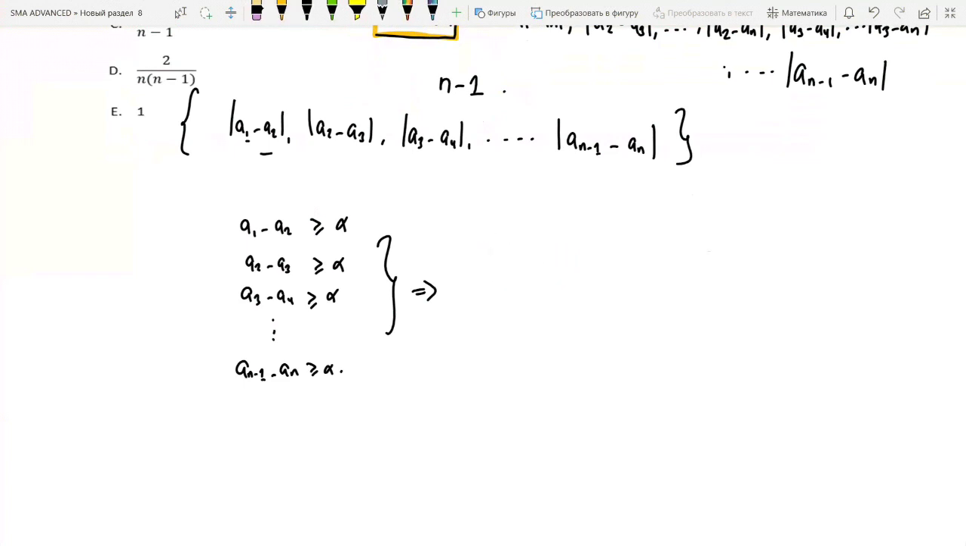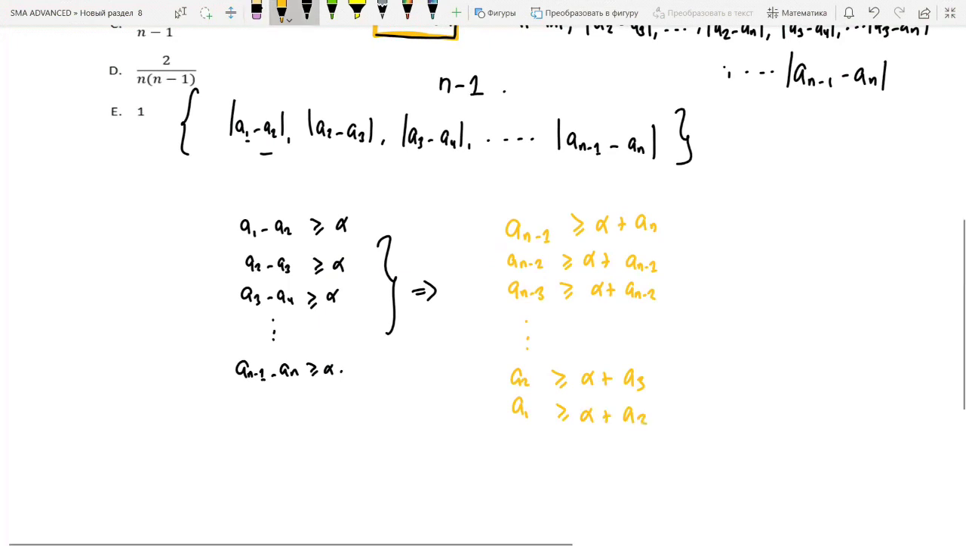You see the reason why I'm writing from bottom to top now. So AN minus 1 greater than or equals to alpha plus AN. AN minus 2 is greater than or equals to alpha plus AN minus 1. AN minus 3 is greater than or equals to alpha plus AN minus 2 till A2 is greater than or equals to alpha plus A3. A1 is greater than or equals to alpha plus A2. So in this form now, it's going to be really helpful, more natural.